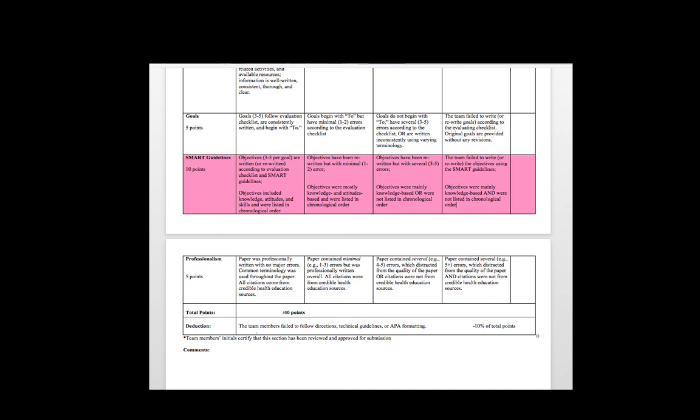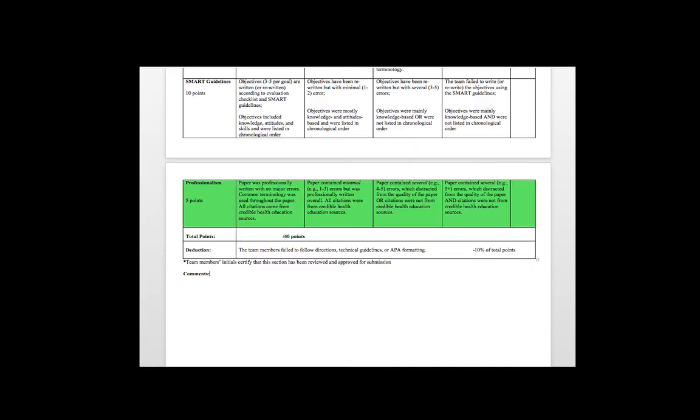Things to keep in mind when writing objectives. Start with time. So every objective should start with "by the end of 4 weeks," or however many weeks you expect them to know this. Always include a variety of knowledge, attitude, and skill objectives, not all knowledge objectives. And then make sure to double check that you are including each component of the SMART acronym.